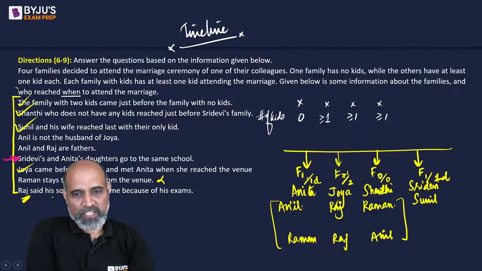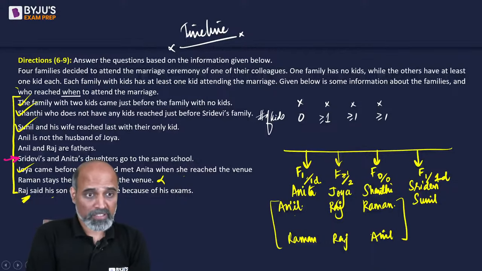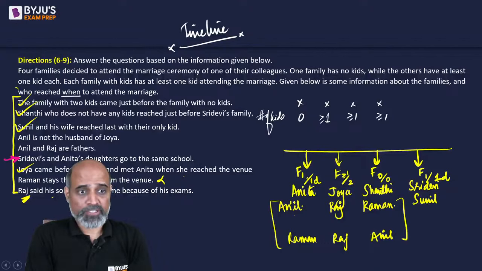Did I miss something? The family with 2 kids arrived just before the family with no kids. Agreed. Shanti, who does not have any kids, reached just before Sridevi's family. Sridevi has a daughter. Sunil and his wife reached last with their only kid, which is the daughter. Anil is not the husband of Zoya.